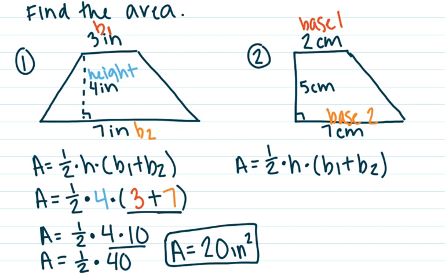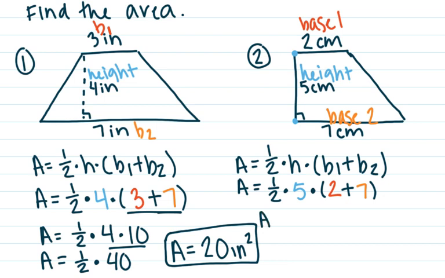And then, of course, this 5 right here is a straight line from the top of the shape to the bottom of the shape, and so that is our height. All right, plug those numbers in so that we can solve. Area is going to equal 1/2 times that height, which is 5, times those bases. Base 1 is a 2, and base 2 is a 7. There we go. We got to start solving now.